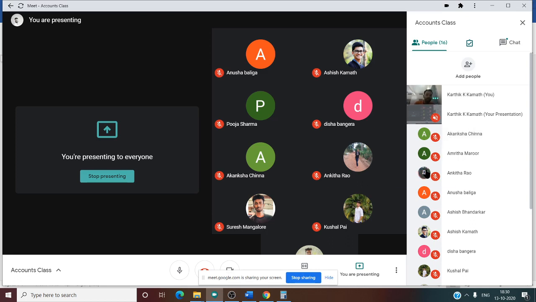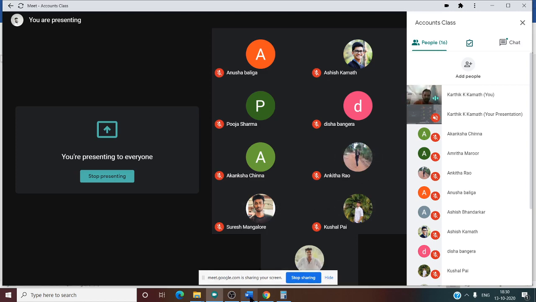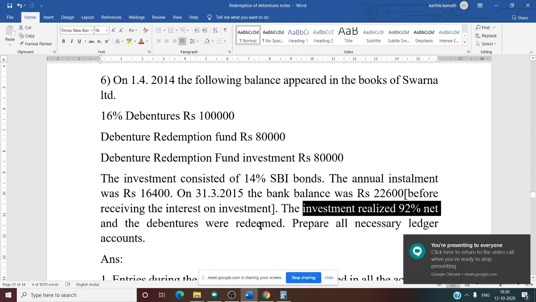They have set 92%. That means what? Here investments are sold 8% less. That is why here there is a loss. Yes, very clear. Debentures were redeemed.